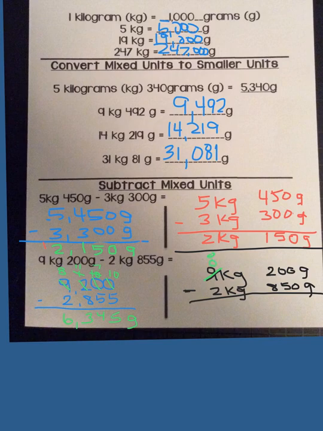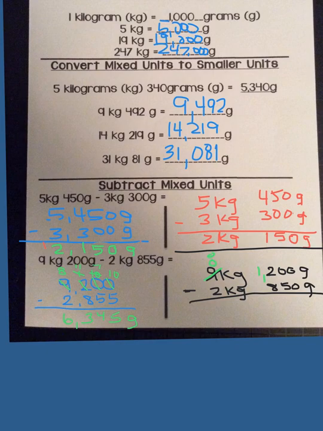And I'm going to make this 200 actually 1,200, because remember 1 kilogram is 1,000 grams. So all I'm doing is putting a 1,000 in front of that. So now I have 1,200 grams. Now I'm going to subtract 1,200 minus 850. I can do that now.